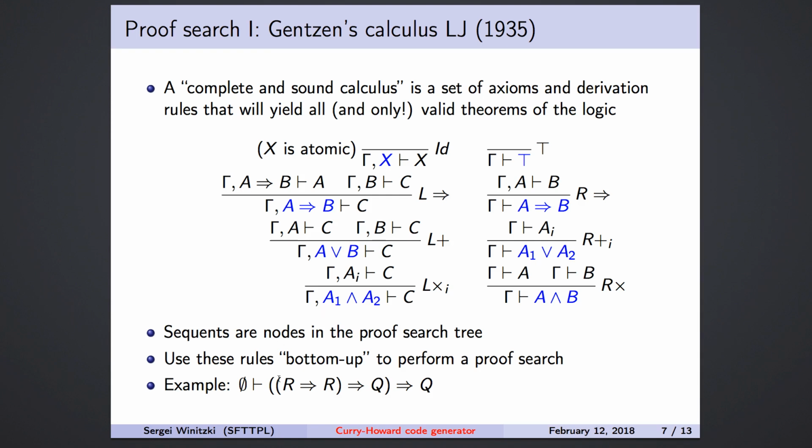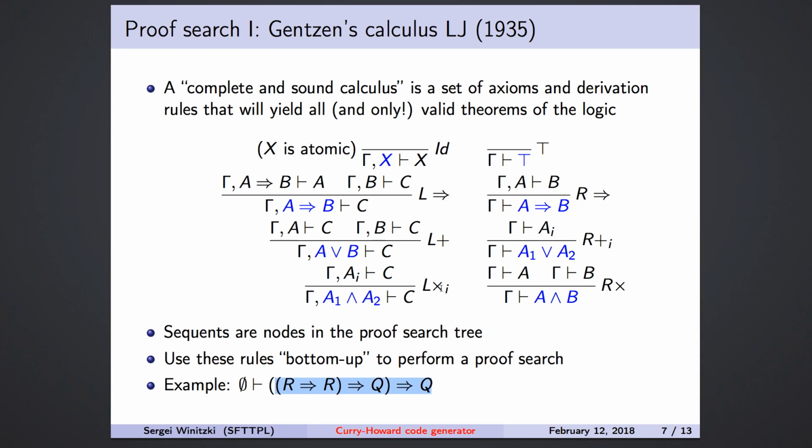Here's an example. We want to prove this formula. Okay, which means that we have no premises. So we have an empty set. So gamma is an empty set. So I write an empty set to the left. And then we want to prove this. So how do we prove this?